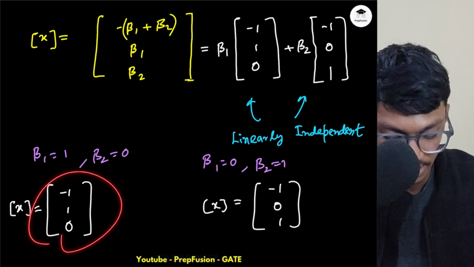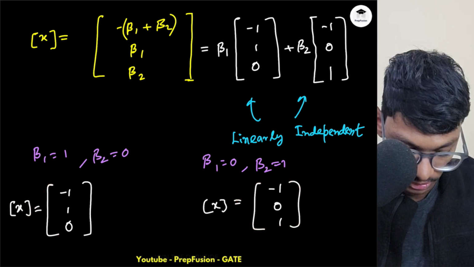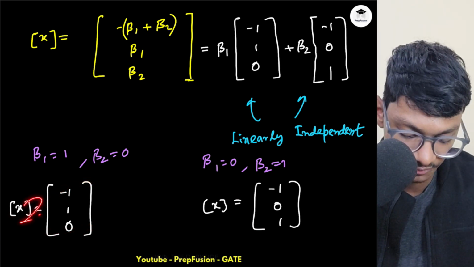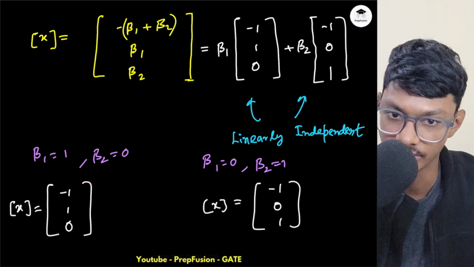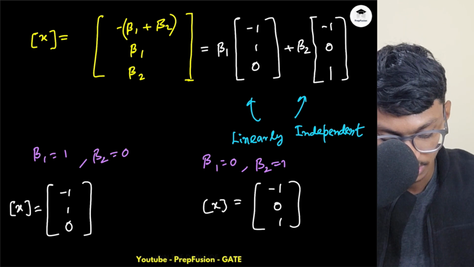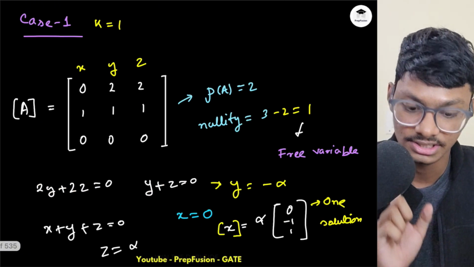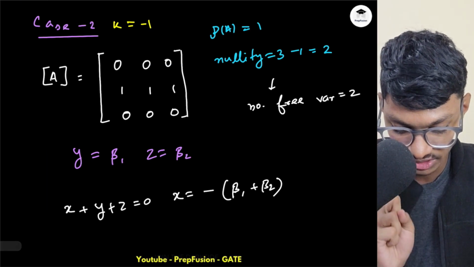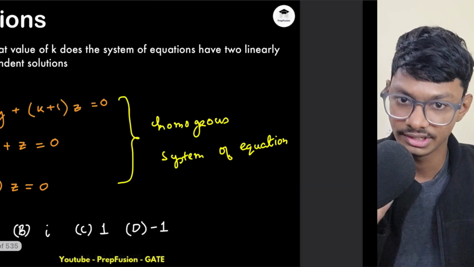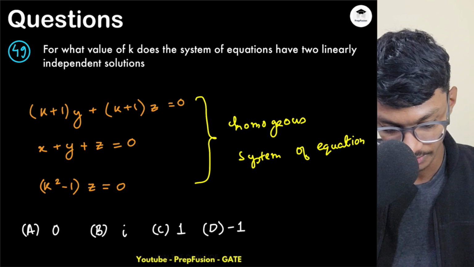Are these two linearly dependent or independent? I can never multiply a scalar with this and get this column. So these two are linearly independent. I hope you got the point. So in this case, for k equals minus 1, I will get two linearly independent solutions. So the answer will be D.